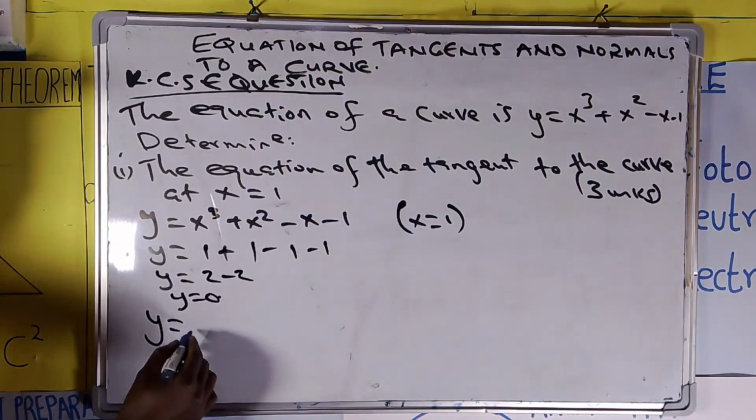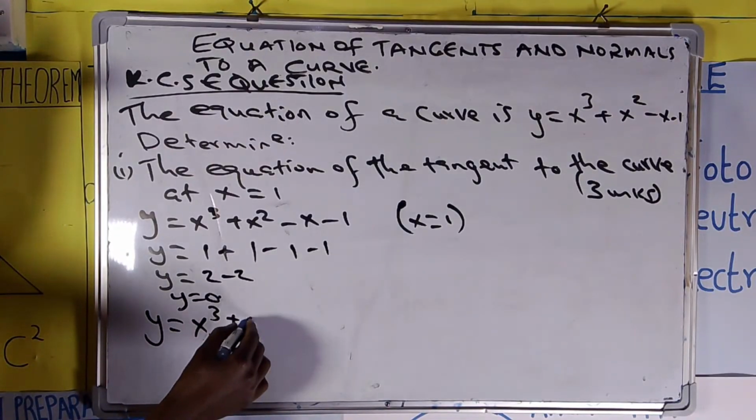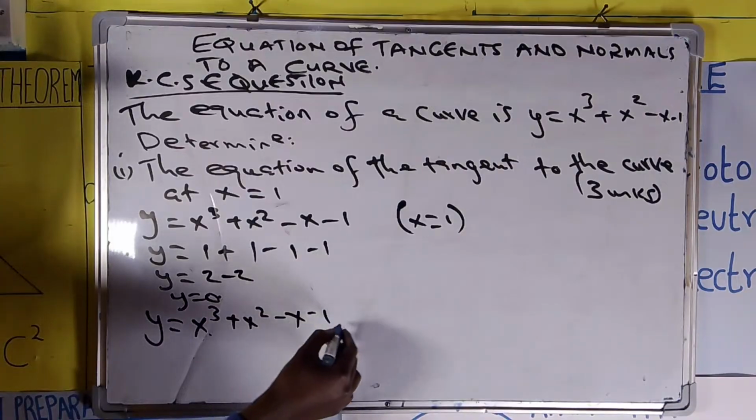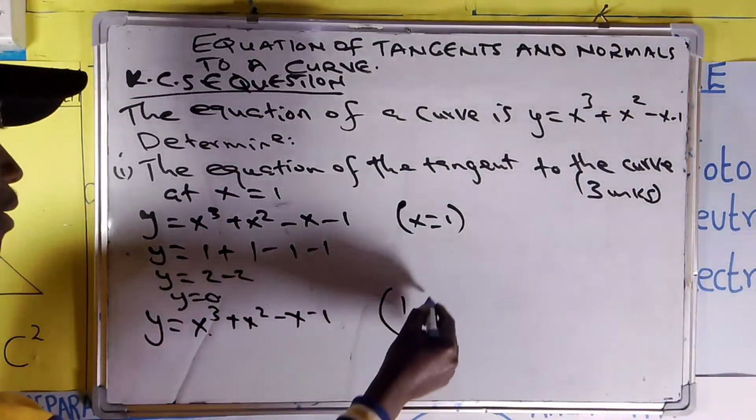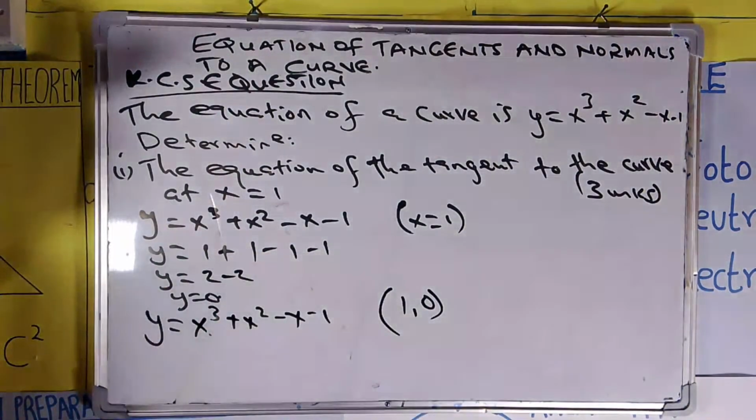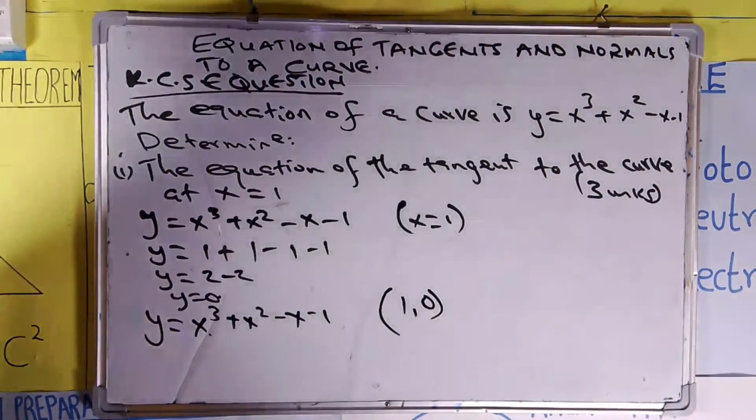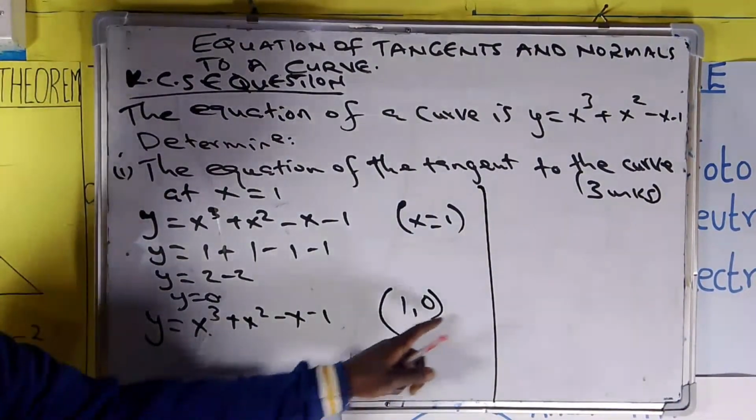So we are now going to deal with y equals x cubed plus x squared minus x minus 1, where our coordinates are 1 and 0. We are now supposed to find the equation of the tangent at this coordinate.